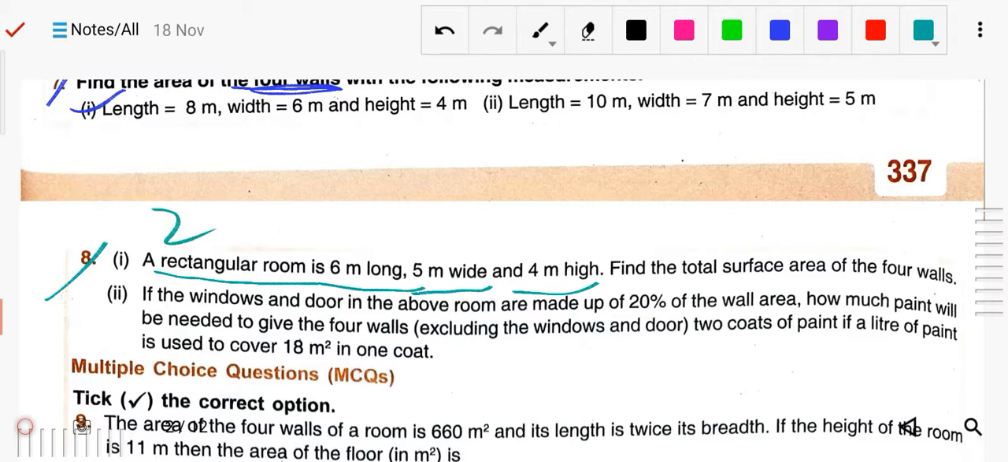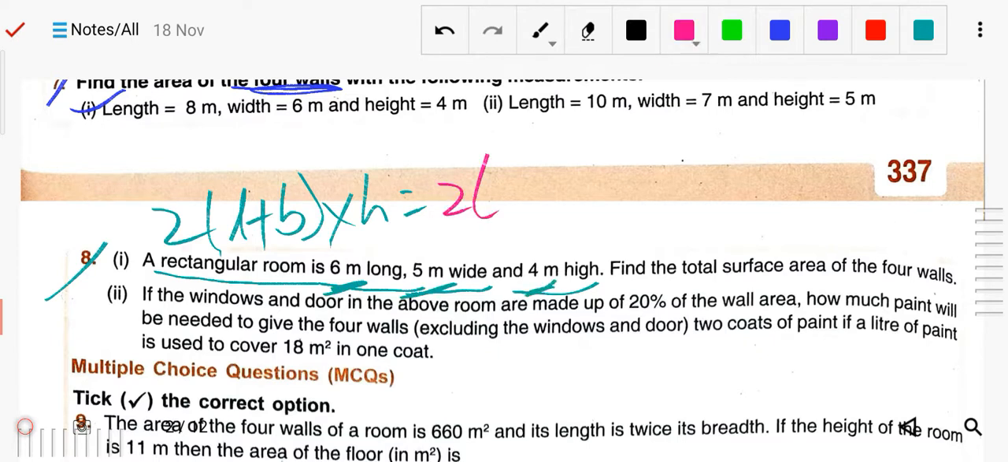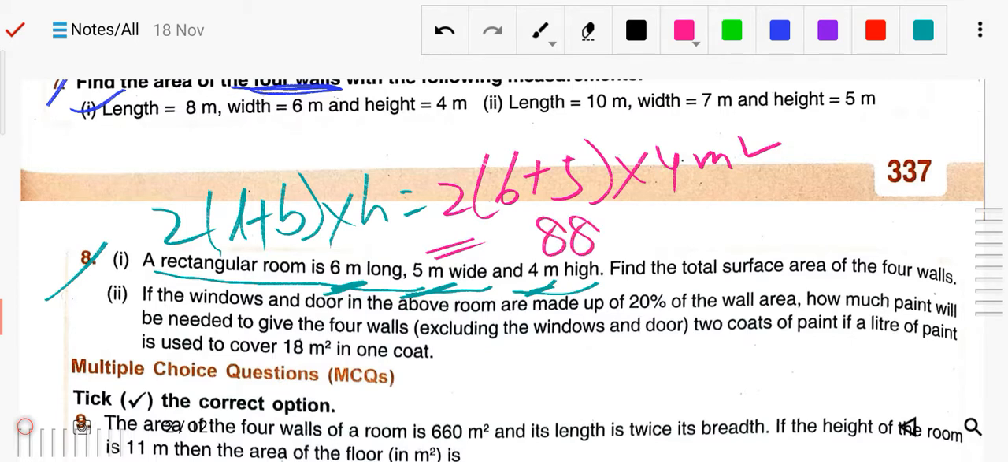You know that it is 2 into L plus B into H. L is given, B is given, H is given. So 2 into L is 6 plus 5, into 4, which is meter square. 6 plus 5 is 11, 11 into 2 is 22, into 4, so it will be 88. So it will be 88 meter square. So the first answer, the area of this rectangular room, will be 88 meter square. Now question number 2.